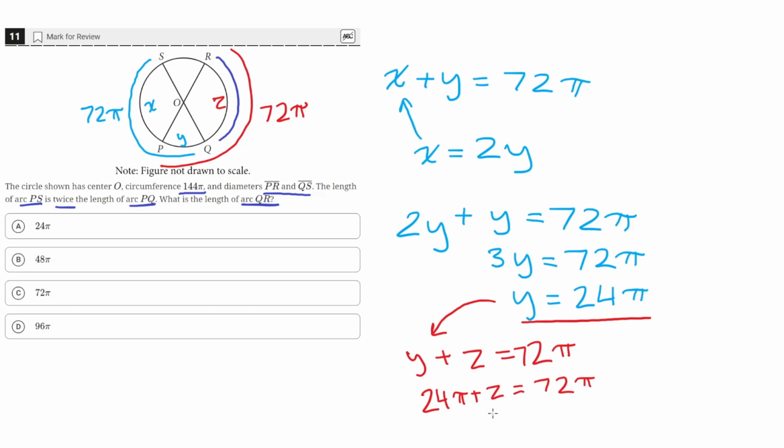And so if we subtract 24 pi to the other side, we get that Z is equal to 48 pi. And Z in this case is the length of our QR. So the answer is 48 pi.